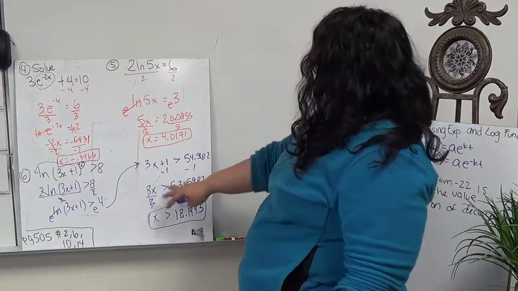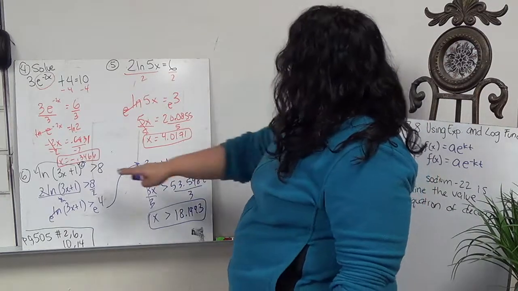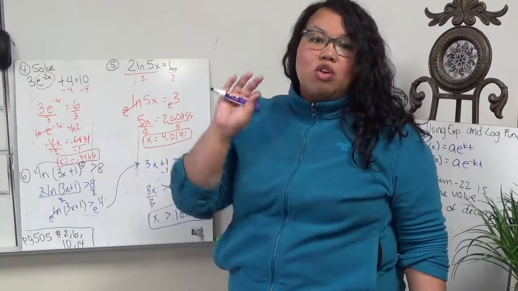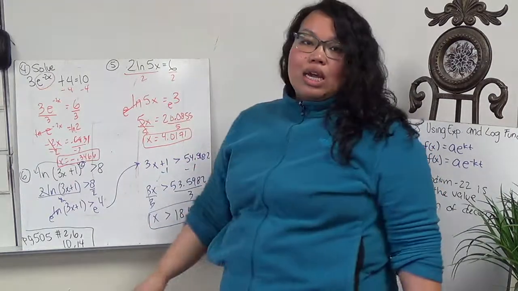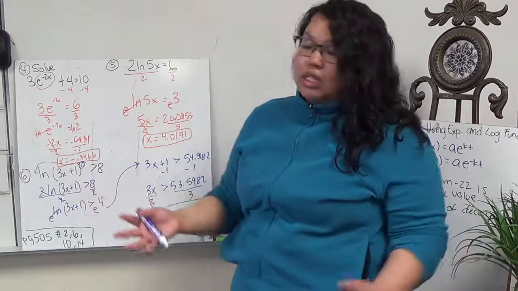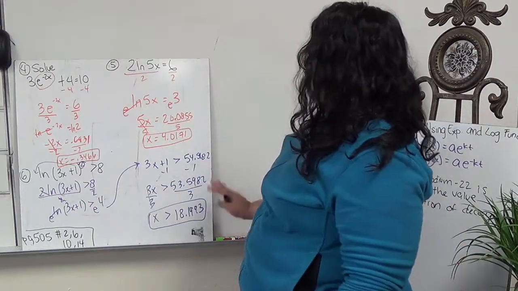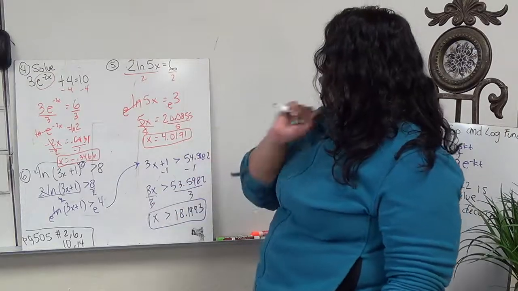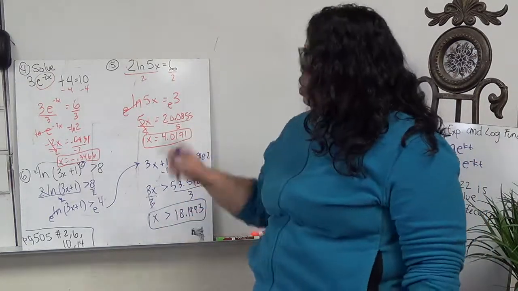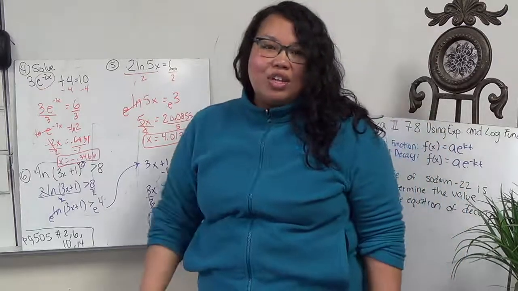So, same thing with the inequalities. Remember, we just treat it like an equal sign, except if I multiply or divide by a negative number, that's when I flip the sign. Other than that, they're just equal signs. So go ahead and pause and write this down and try page 505, numbers 2, 6, 10, and 14. I will see you in class.